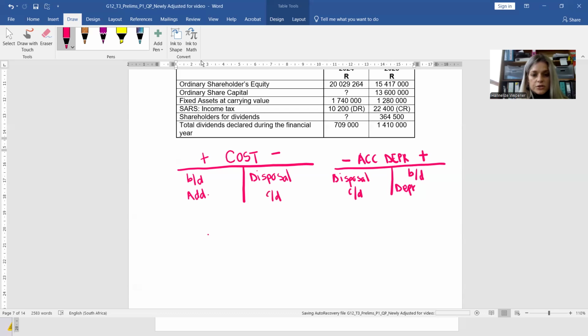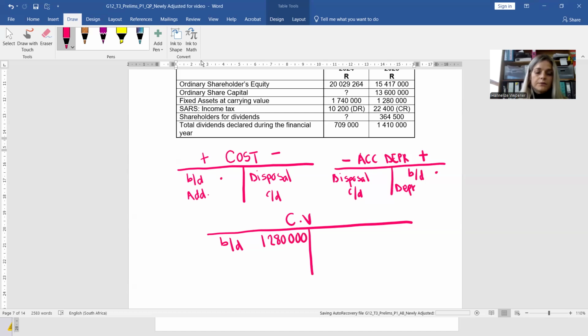So now we are just going to merge these two. And we are going to say that we now have a carrying value ledger account, starting with an opening balance. So it's my cost minus my accumulated depreciation on day one. And they are saying that that was 1.28 million. So that's my opening balance.